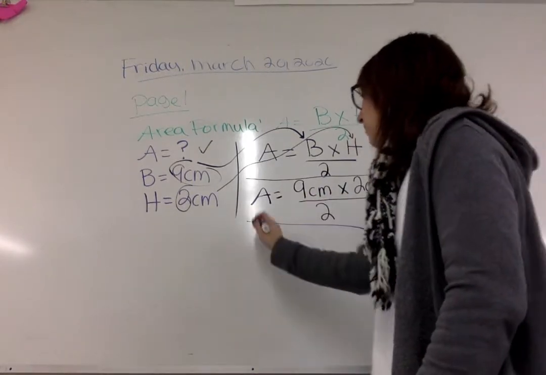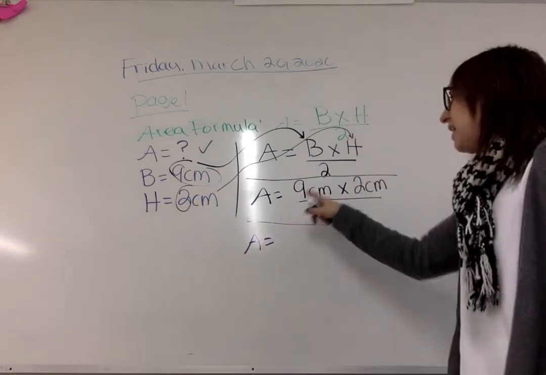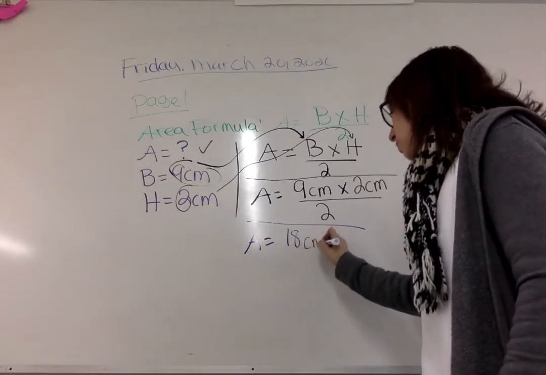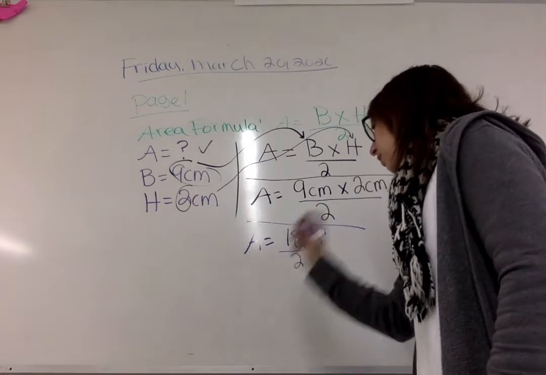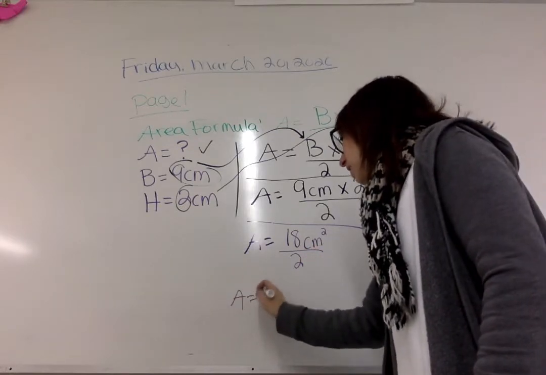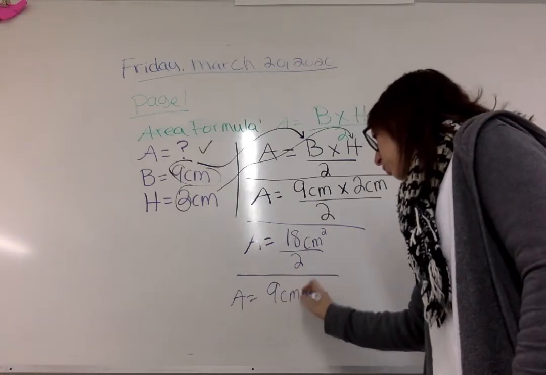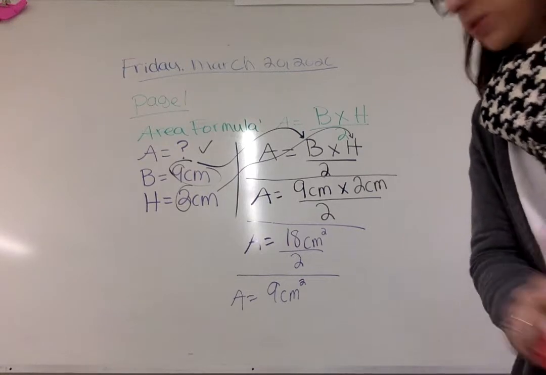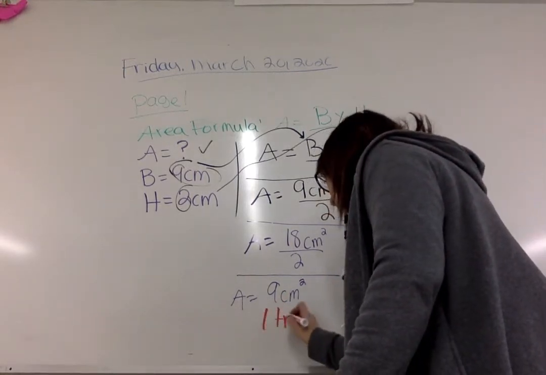I'm now going to simplify. I don't know the area, so I'm going to call it A. And I'm going to simplify 9 times 2, find the product of 18 centimeters squared. And now I've got to take it and divide it by 2 for the denominator. So now the area is equal to 18 divided by 2, which is 9 centimeters squared. That is the area of one triangle. So I'm going to write this down. 9 centimeters squared is for one triangle.